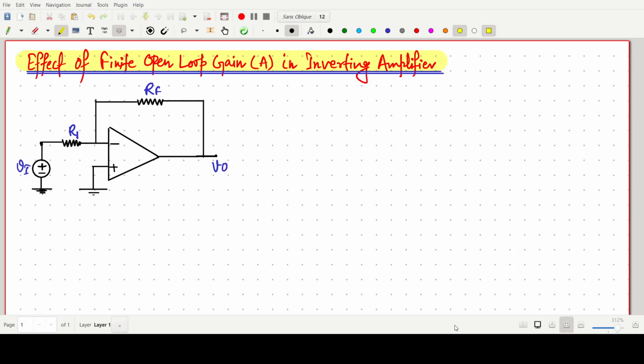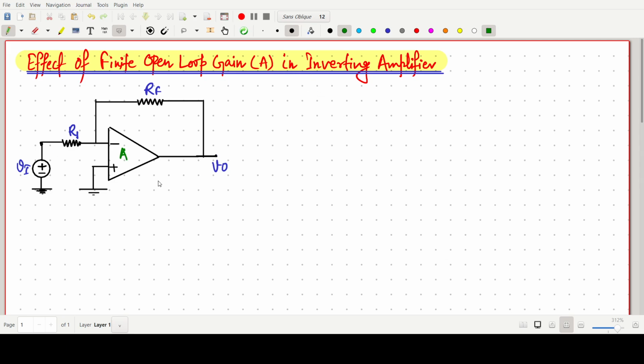Welcome everyone. In this video lecture, we will think about the effect of finite open loop gain, that is our A. For example, I am considering an operational amplifier having gain A in an inverting amplifier.